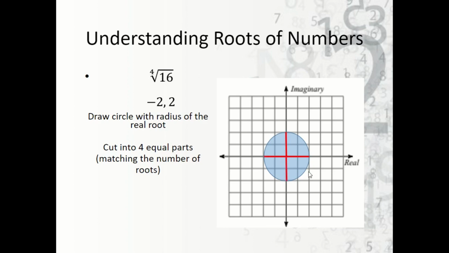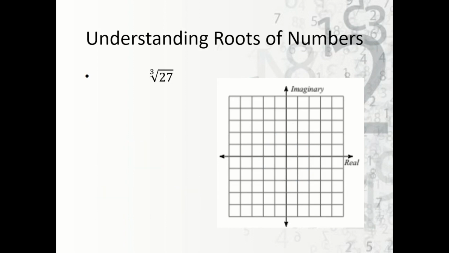So there's my breakup. I know that this one is here. This is 2. This one here is 1, 2, but it's in the imaginary, so it's 2i. This one here is 1, 2 to the left, so this is negative 2. And this one is negative 2i. So those would be my roots for the fourth root of 16.